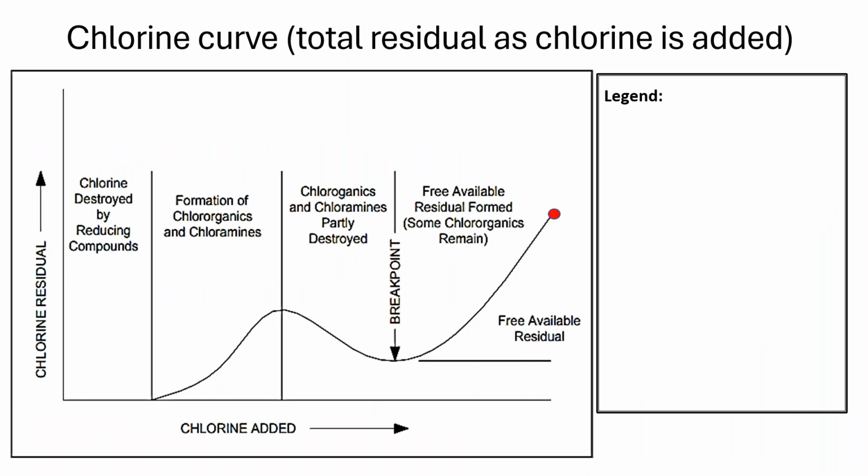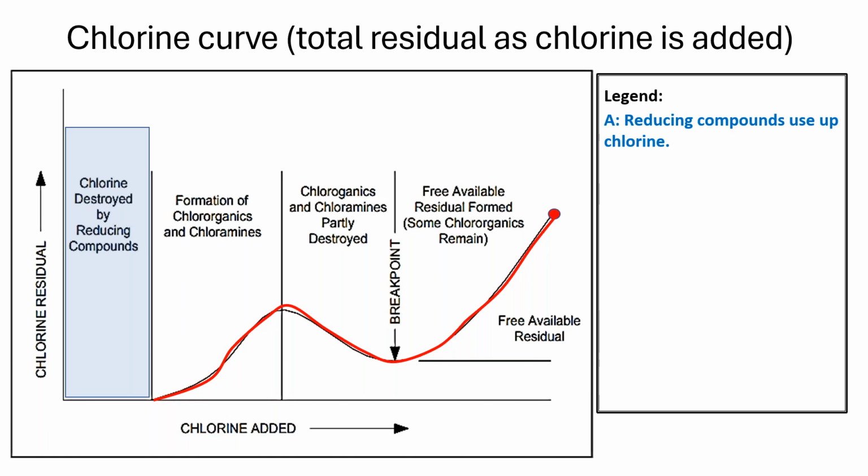Now here's that chlorine curve. The y-axis is chlorine residual, and the x-axis on the bottom is how much chlorine we're adding. It creates a graph of total chlorine residual. When we add the first little bit of chlorine, you notice there's no residual. What happened to that residual? It was used up by reducing compounds, things like iron and manganese that are dissolved in water.